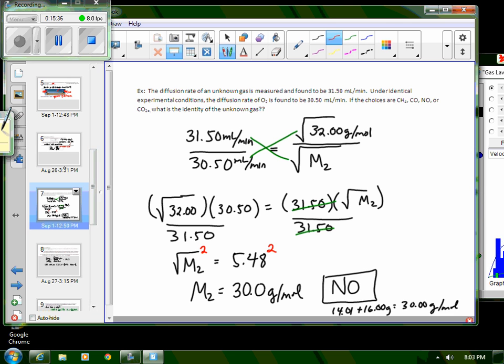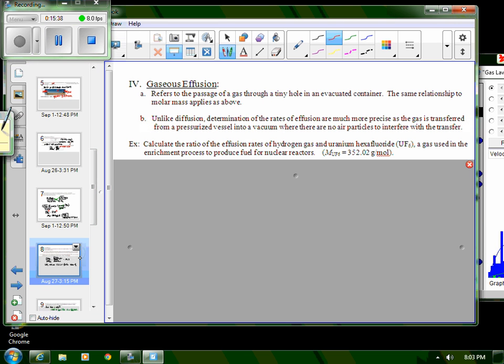All right, so next order of business. There's gaseous diffusion, and then there's effusion. Many of you asked about that in your summer work. Well, they're exactly the same thing, except effusion is when you release a gas in a vacuum, so you don't have the interference from air. Diffusion is when you release a gas, but it has to travel through air. So that's basically the difference. Gaseous effusion tends to be much more accurate because you don't have that air interference. But the relationship is exactly the same.